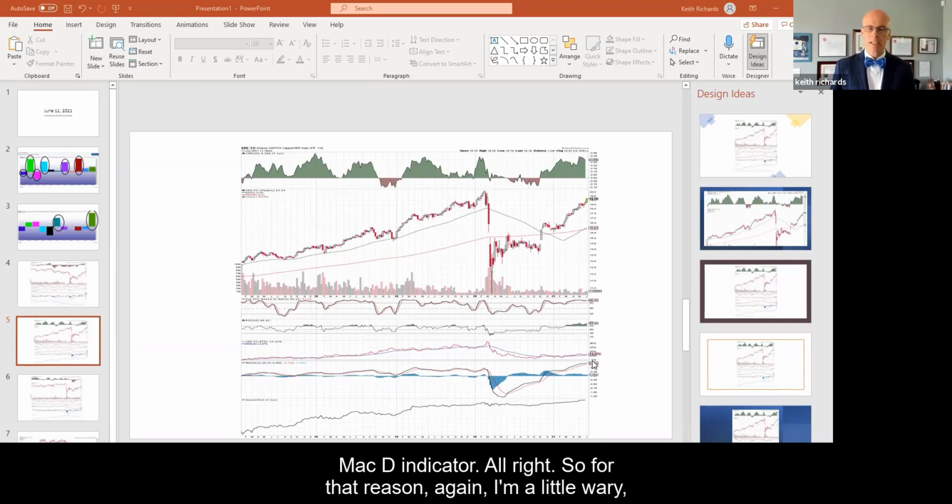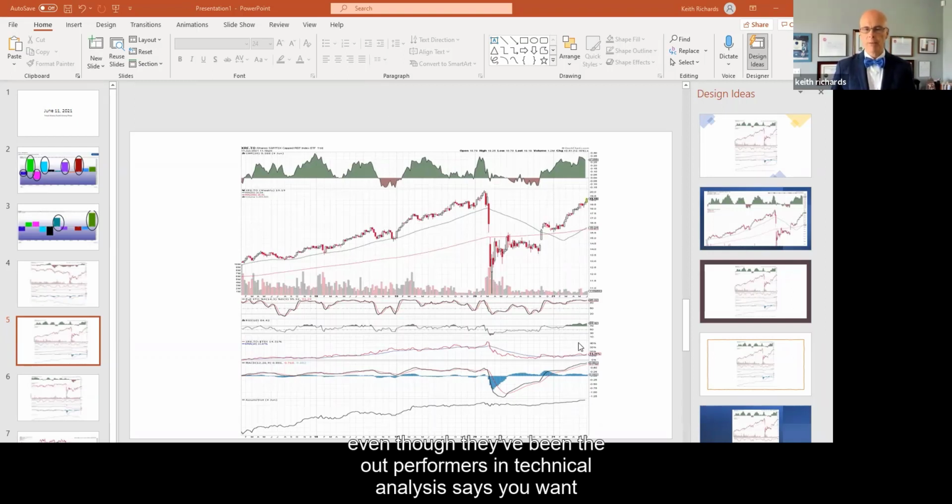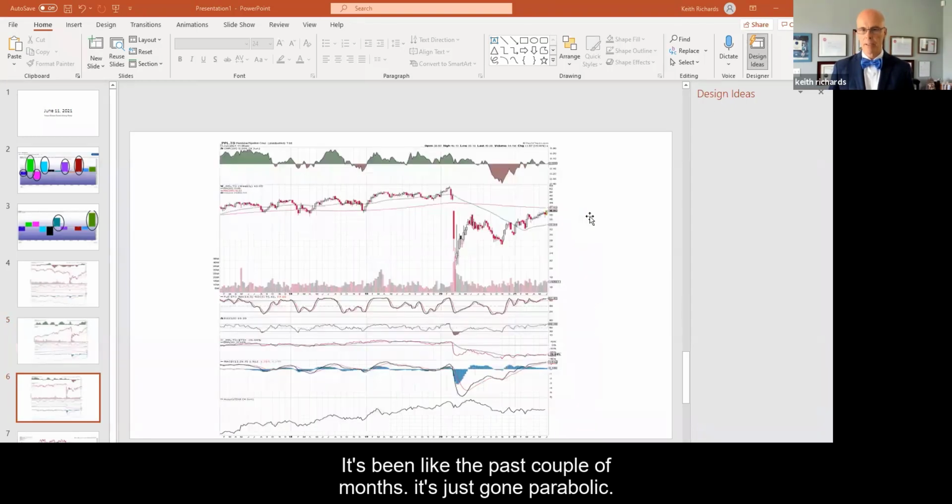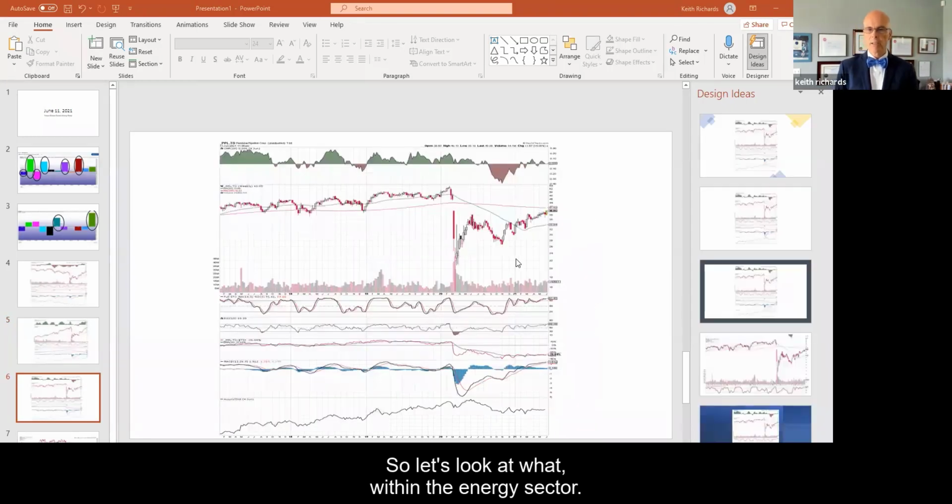So for that reason, again, I'm a little wary, even though they've been the outperformers, and technical analysis says you want to follow the crowd. Problem is that crowd has overbought a couple of sectors. It's been very quick. You can see the movement on real estate. It's been like the past couple months, it's just gone parabolic. So let's look at what within the energy sector.